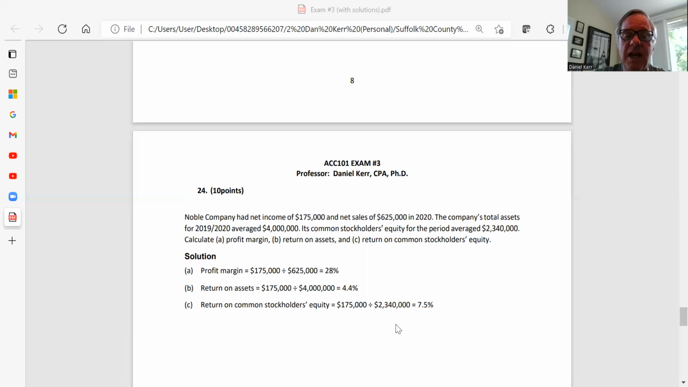Return on stockholders' equity normally is net income minus preferred dividends divided by the average common stockholders' equity. You didn't have any mention of preferred dividends, so it's simply 175,000 divided by, they told you, $2,340,000. I'm sorry, not shares outstanding, the total stockholders' equity. Again, there is no preferred dividend, so your answer there is 7.5%.